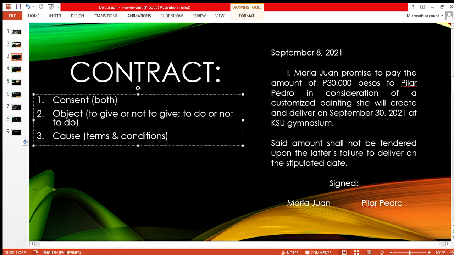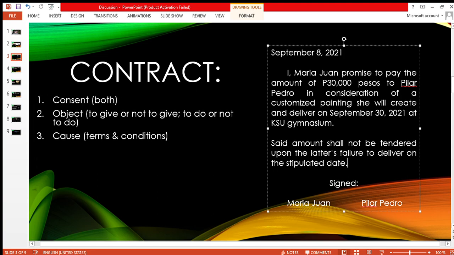Okay, now the third element of a contract is what we call cause. The cause talks about the terms and conditions written in a particular contract. Usually, it refers to the penalties, sanctions, or conditions that are agreed upon by both parties in case a violation of the contract is incurred.